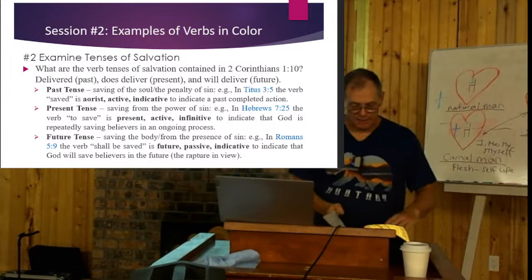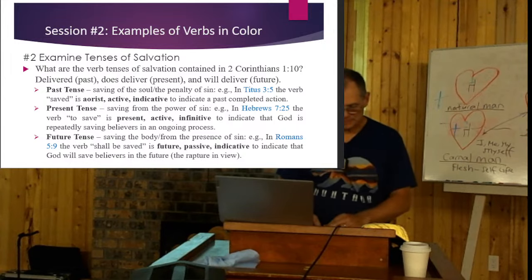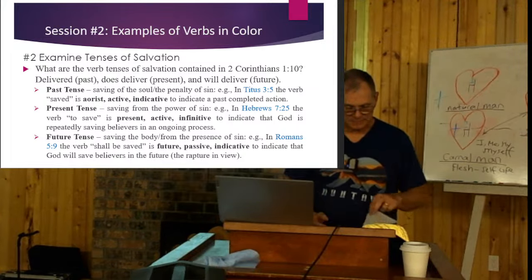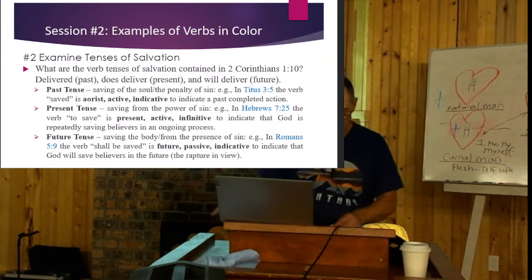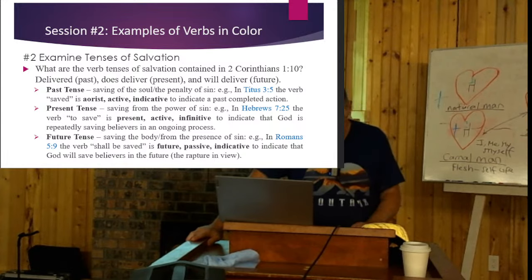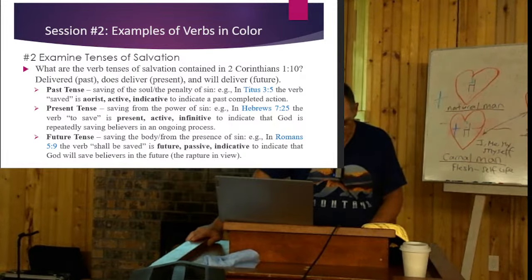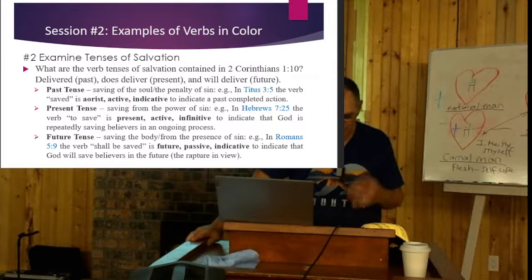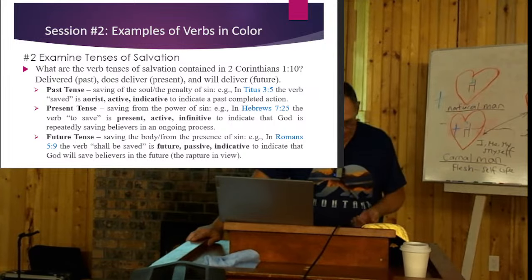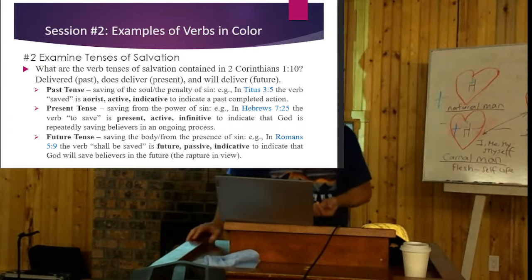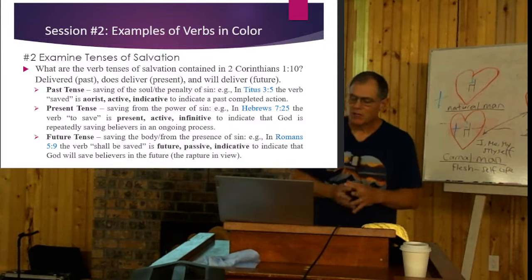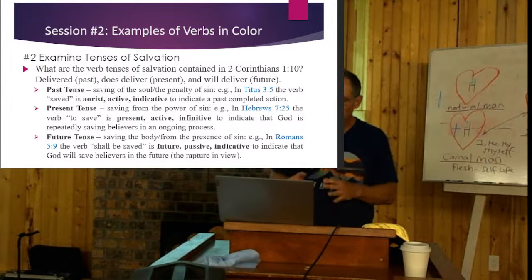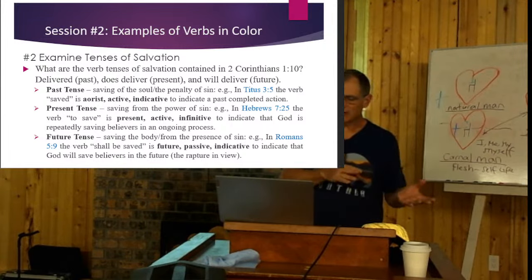Let's look at Hebrews 7:25. Okay, Hebrews 7:25. Therefore, he is also able to save to the uttermost those who come to God through him, since he always lives to make intercession for them. The pronouns there refer to the Lord Jesus Christ. We have that in the preceding verses. So, in this verse, we have present tense, active, the Lord's the one doing the action, and it's an ongoing thing. So this, again, lines up well. We have a present tense verb talking about present tense salvation.